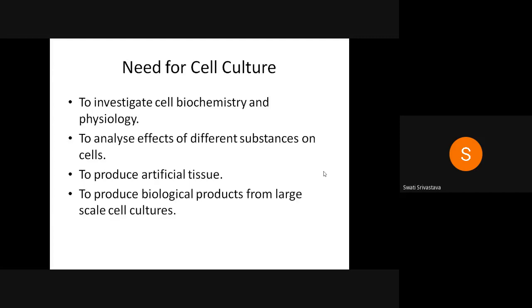It needs to be done in pharmacology also, it needs to be done in the veterinary industry also, it needs to be done in the textile industry also. If you take the textile industry, or the confectionery industry, you need enzymes, different kinds of enzymes. So, those are the biological products that you can take from large scale cell cultures.